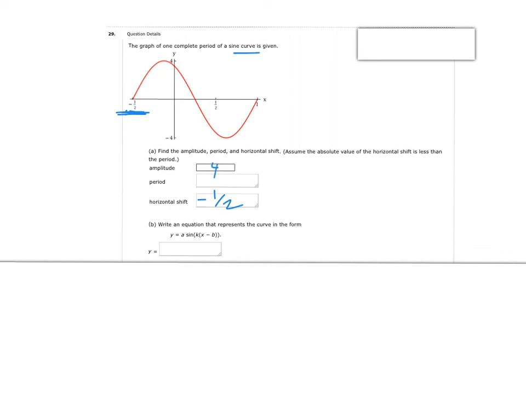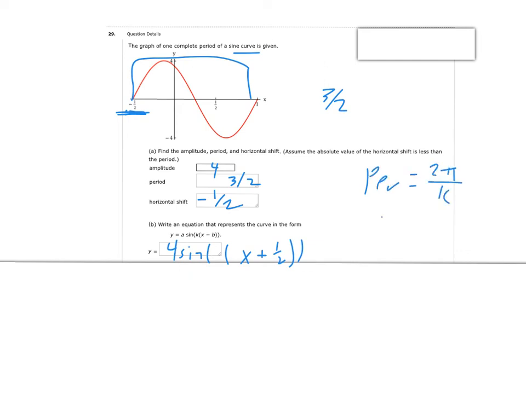Next up, amplitude. It looks like the amplitude is 4. And then the period here is going from negative 1/2 to positive 1, and so that's 3 over 2 or 1.5. So that is the period right there. Now, I already know that this is going to be 4 sine of, and I need to figure out what k is, but I know this is going to be x plus 1/2 in there. Because the period is equal to 2 pi over k.